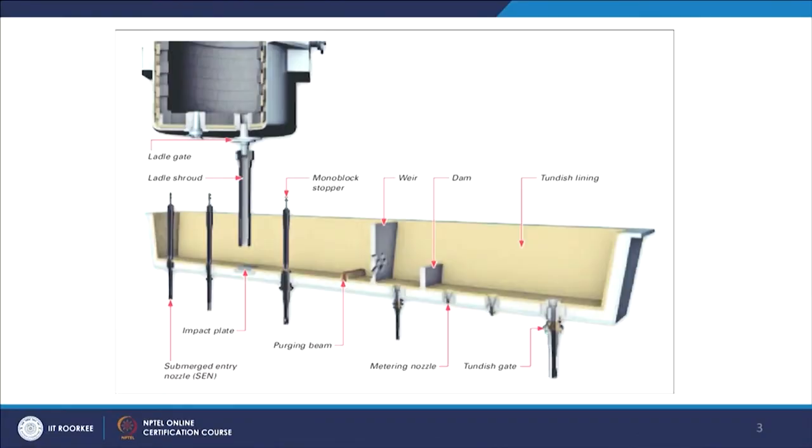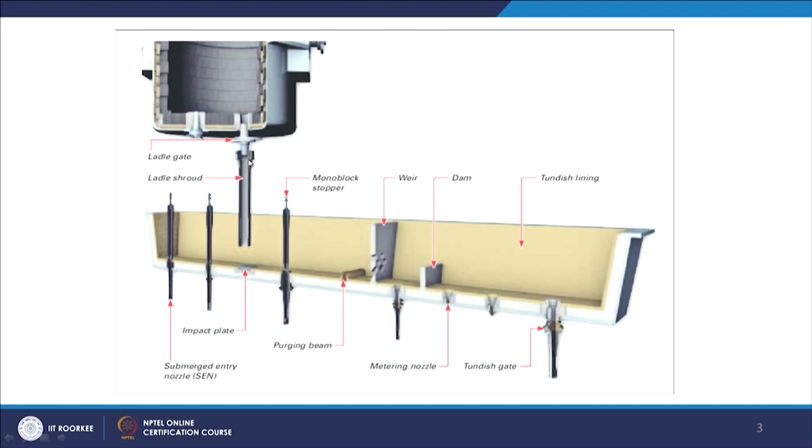Typically, if you look at the schematic of the Tundish as we discussed, it will look like this. This is the ladle, which will be bringing the liquid steel from wherever the steel has been melted, and you may have treatment inside the ladle also. Then this is the ladle shroud, so the liquid metal comes through the shroud and goes into the Tundish. This is known as shroud immersion.